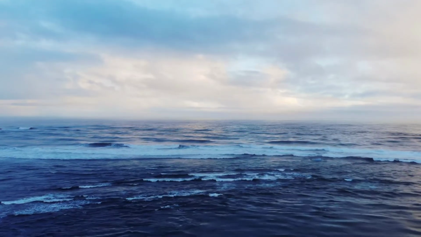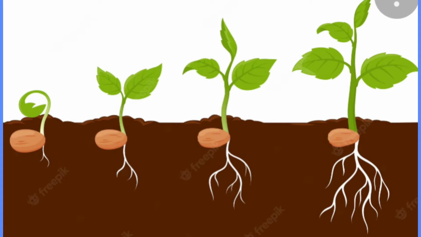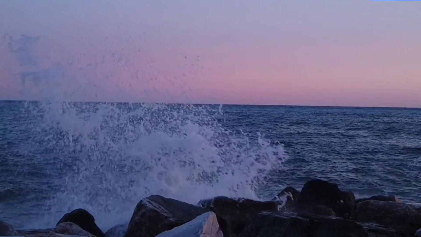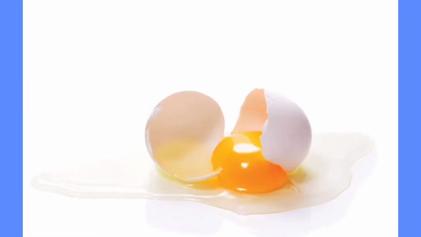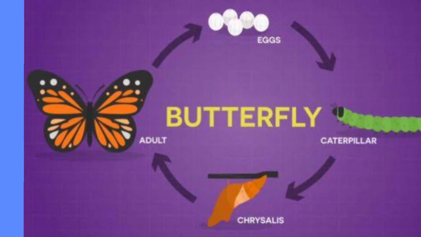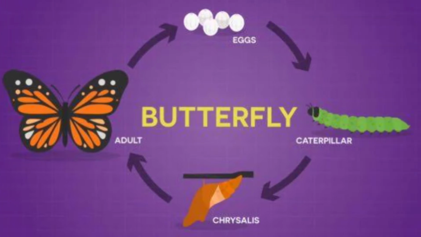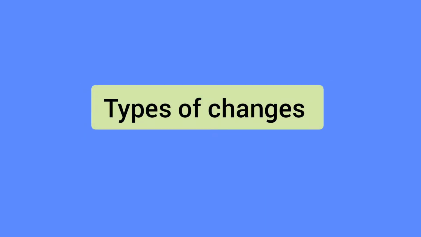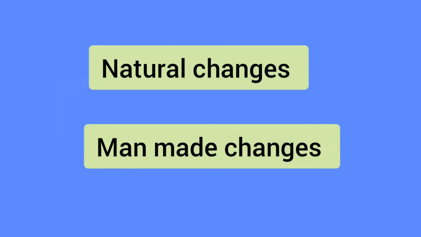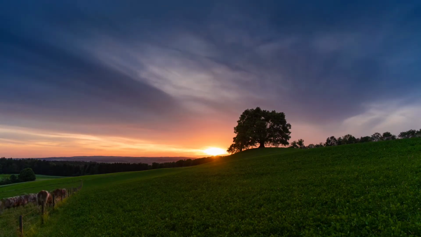You may observe that some changes are slow, some changes are fast, some changes are reversible and some are irreversible. Some changes are permanent and some changes are cyclic. A change can be in the form of change in shape, size, position, color, state or in internal structure. Every change has a cause behind it. Many natural processes around us involve changes and some changes are brought about by man.